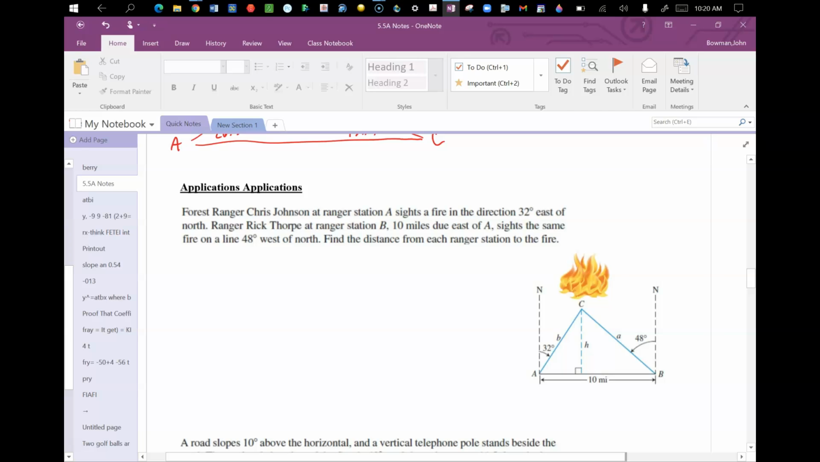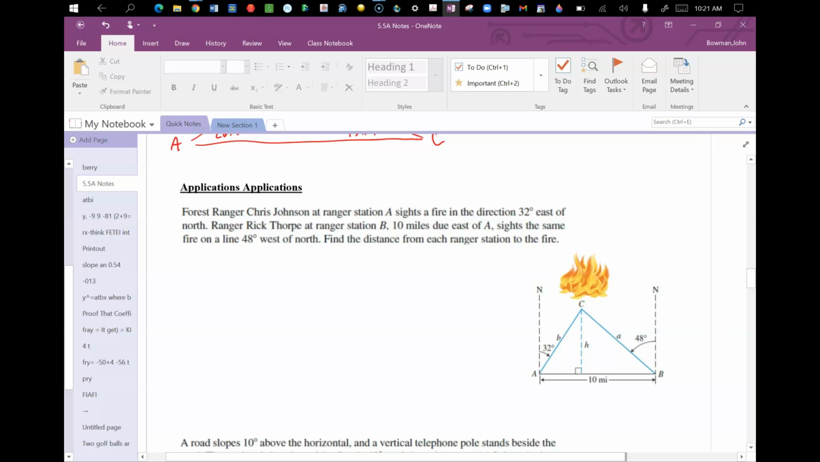So the fire is at point C on the triangle. Ranger Rick Thorpe at Ranger Station B, lower right of our triangle, 10 miles due or straight east of A, sights the same fire on a line 48 degrees west of north. So Ranger Rick looks north, and then he turns to the west 48 degrees and sees the fire at C. Find the distance from each ranger station to the fire. So what we want to do is find the length of side A and the length of side B.